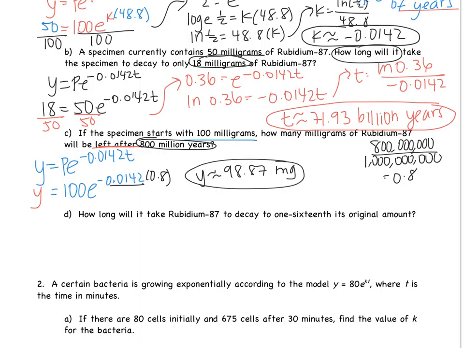Which should make sense. If we start with 100 milligrams and we've only gone 800 million years, we should be pretty close to 100. Because remember, the half-life is 48.8 billion years. So in those terms, 800 million years is not very long. So then part D, how long will it take rubidium-87 to decay to 1/16 of the original amount? Okay, this is very similar to parts A and B, so we're just going to stop right there. I'm not going to do it over again.